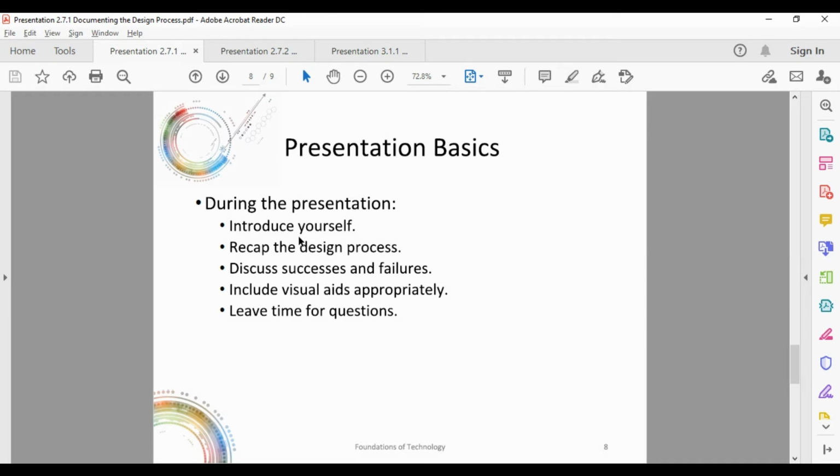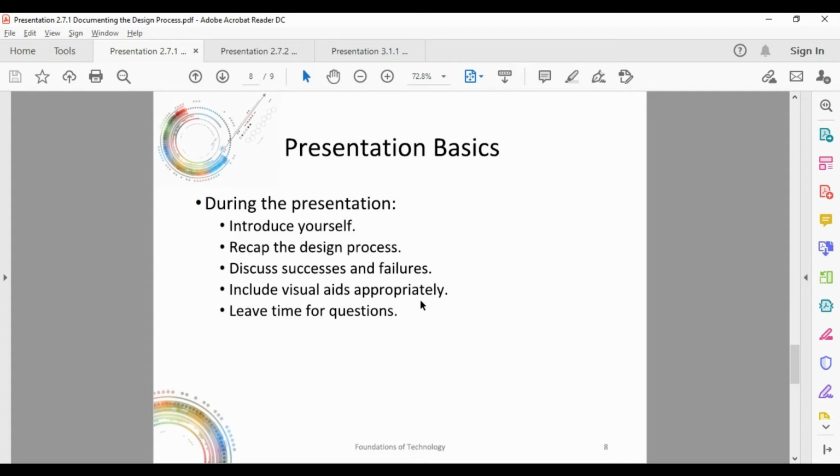During the presentation, always introduce yourself. Don't assume that they know who you are. Recap the design process. And so in some way, shape, or form, you need to include all 5 ideas. Discuss successes and failures. The successes are great. We all like to succeed. We all like for people to praise what we have done well. But most of the time, especially when you're trying to pitch something to somebody, it is your failures and how you respond to your failures that actually means more. So you do need to include your failures.